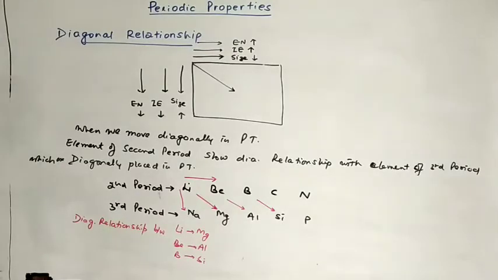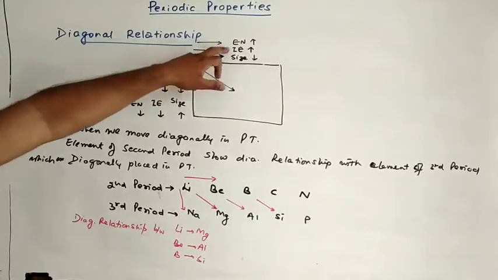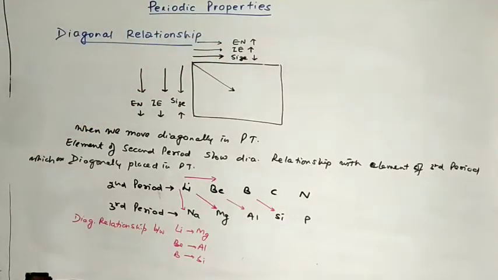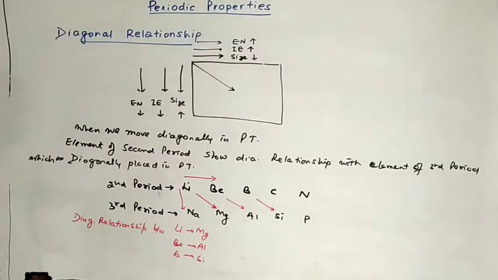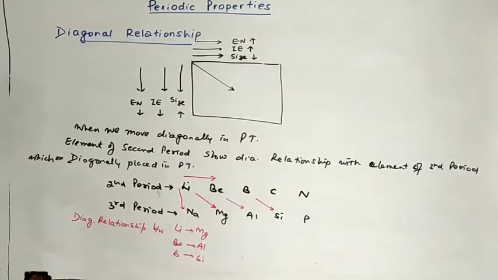Beryllium and aluminium are diagonally placed, it means their size is almost the same. All the properties like ionization energy, electron affinity, all depend upon the size. If the size is almost the same, then all the properties are almost the same, and the elements resemble each other. So elements of the third period resemble in properties the elements present in the second period which are diagonally placed, and this is called the diagonal relationship.